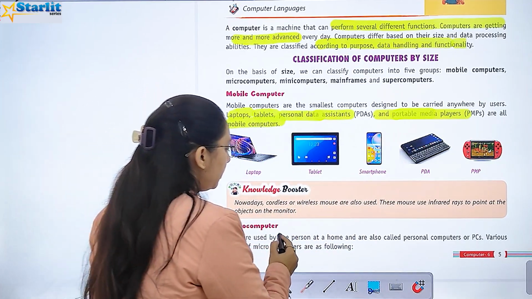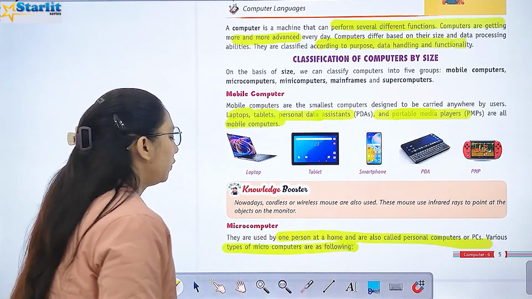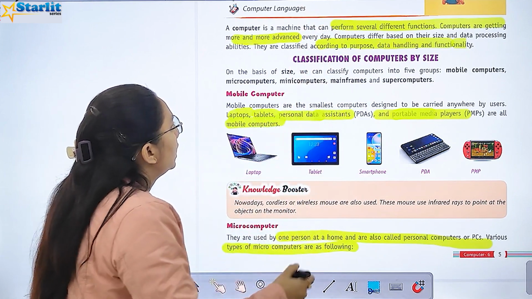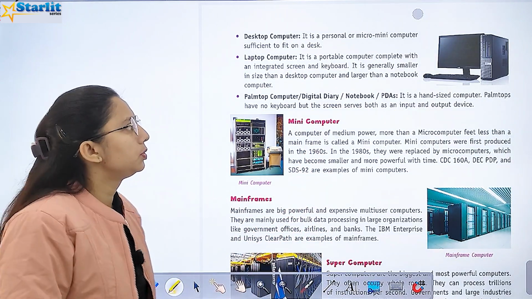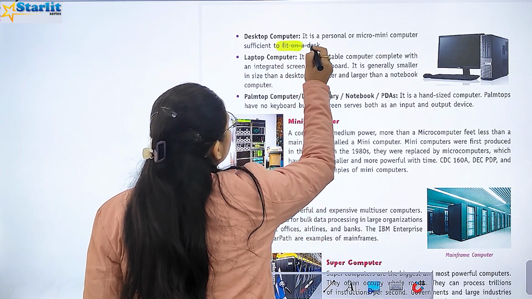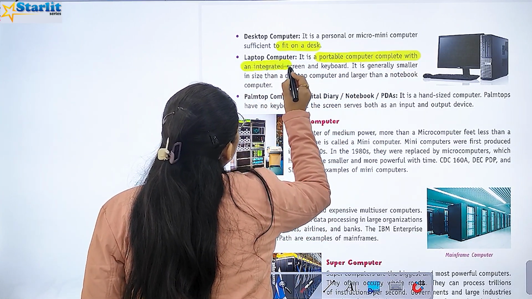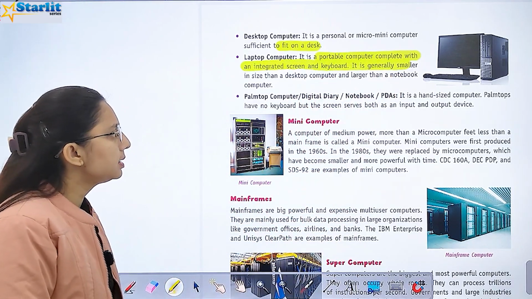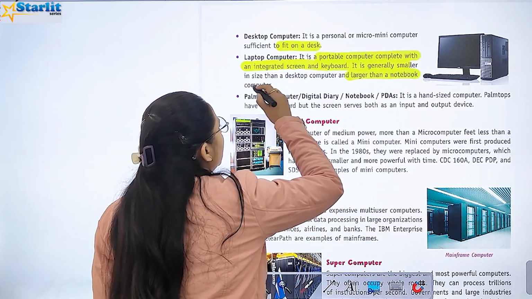Then we have microcomputers. They are used by one person at home and are also called personal computers or PCs. Various types of microcomputers are as follows. Like we have the desktop computer. It is a personal computer sufficient to fit on a desk. Then we have the laptop computer. It is a portable computer complete with an integrated screen and keyboard. It is generally smaller in size than a desktop computer and larger than a notebook computer.